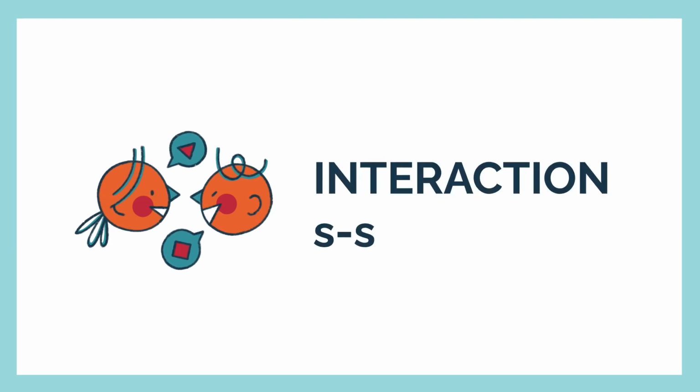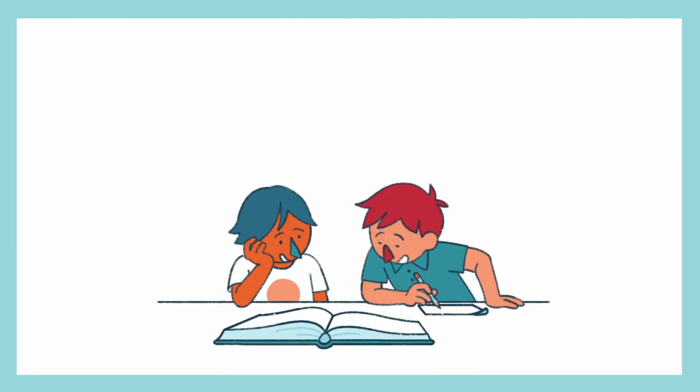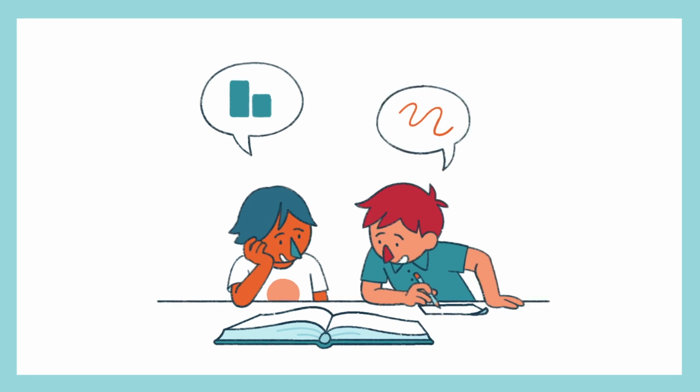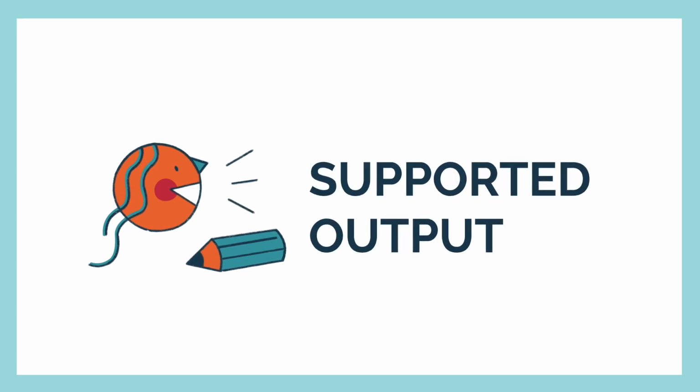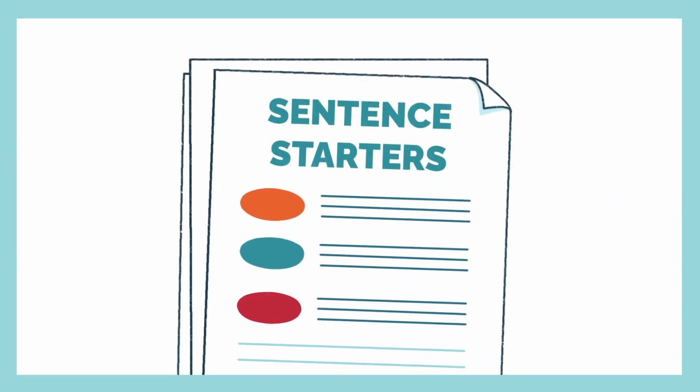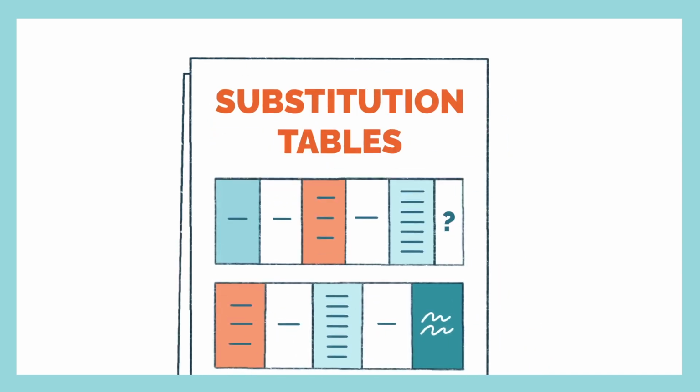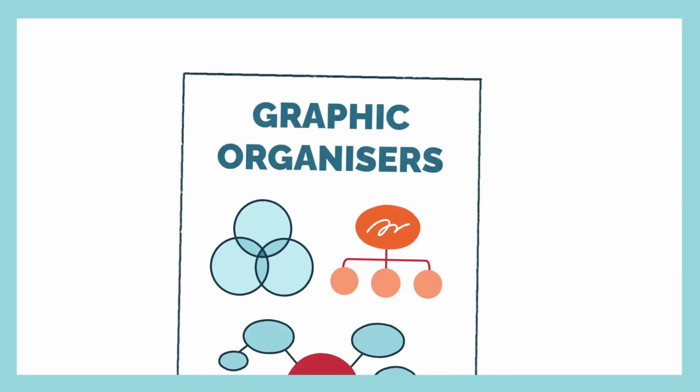The next parameter is about the need for student-student interaction, as talking about concepts helps students understand them. The last communication parameter refers to student output, often in the form of oral and written language. A CLIL teacher can offer the students support through sentence starters, substitution tables, or graphic organizers.